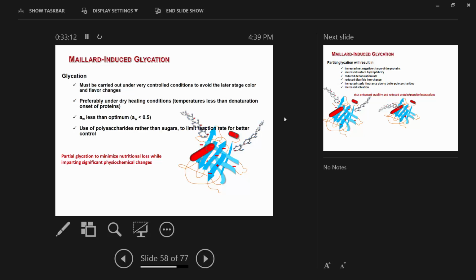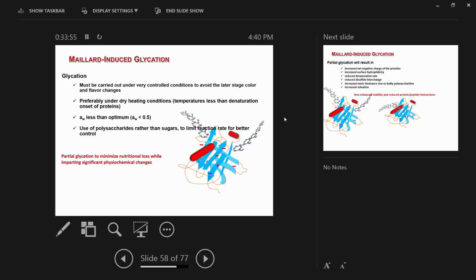So less than 0.5. The optimum is usually between 0.5 and 0.7, where the reaction is the fastest. If we choose a water activity just below that, we are controlling the rate. And if we use polysaccharides rather than sugars, the rate will also be slow. This way we can stop the reaction before it propagates fast and before the glycation is excessive, because you don't want to glycate every possible site, otherwise you lose nutritional value by blocking all the lysine. So you don't want to do that.